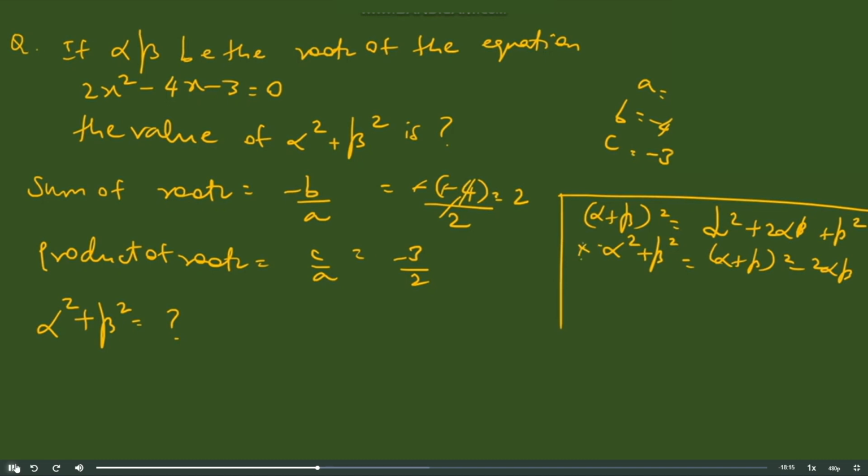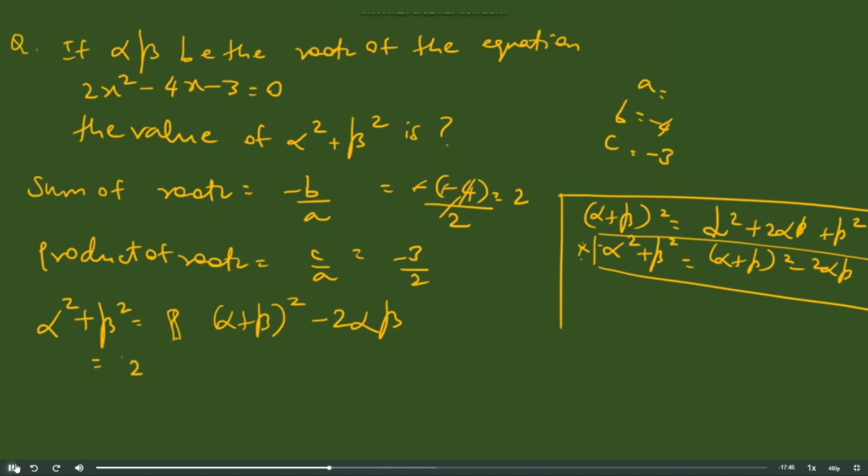Now this is an important relationship which you have to remember when you're solving questions in equations. If you are given alpha square plus beta square, you can use this formula, alpha plus beta the whole square, and pull out that value. So alpha square plus beta square is equal to alpha plus beta the whole square minus 2 alpha beta. What is that? Sum of the roots. So sum of the roots is nothing but 2. So 2 square minus 2 into product of the roots, minus 3 by 2, which is 4 plus 3, which is 7. So the answer is 7 for this.